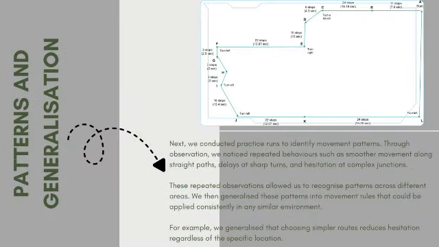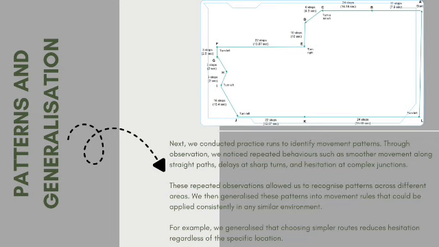I'll explain pattern identification and generalization. For 3.1, pattern identification. Through repeated practice, we observed several recurring movement patterns. These patterns were identified by comparing multiple trial runs and discussing observations as a group. The main patterns identified were repeated hesitation at complex junctions, faster movement on straight paths, and delay when communication was unclear.